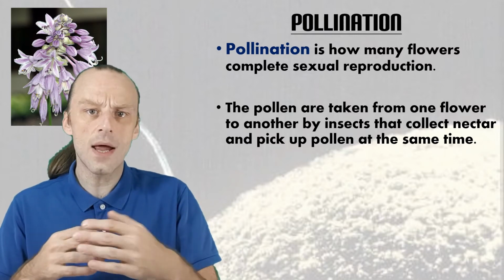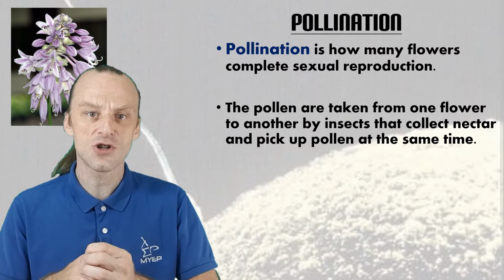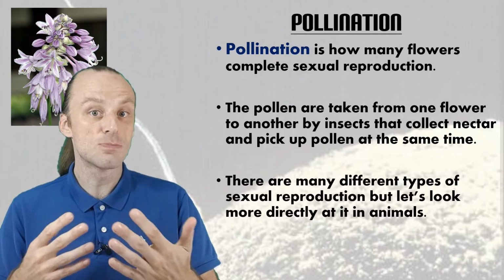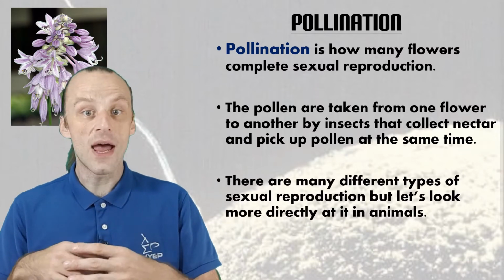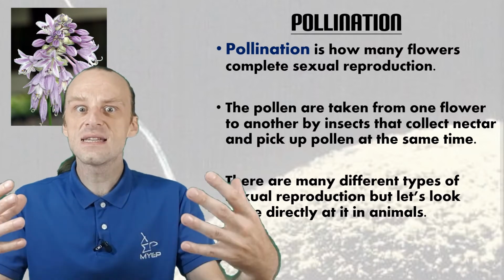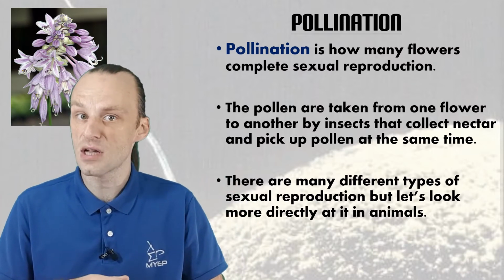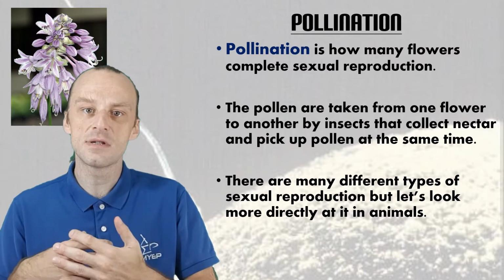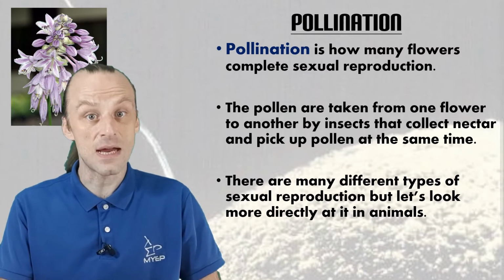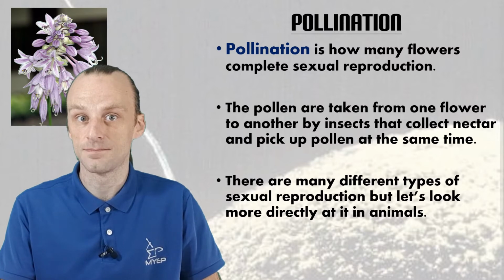This is just one type of sexual reproduction. There are other types like spawning or sporing, where gametes can just be released into the environment, and they can survive there for quite a long time before they eventually come together and start to develop into a new organism.